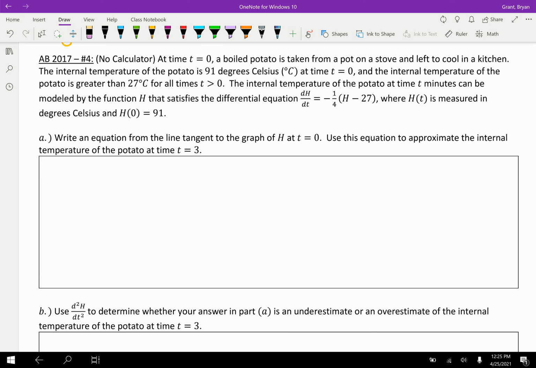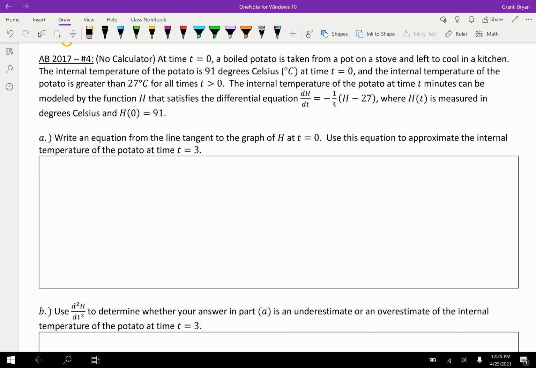Then it'd be like sucking heat in. I don't know, it'd be a very strange potato that way. The internal temperature of the potato at time t minutes can be modeled by the function H that satisfies that differential equation, dH/dt = ..., where H(t) is measured in degrees Celsius. I like to think H stands for heat of the potato, and H(0) = 91.